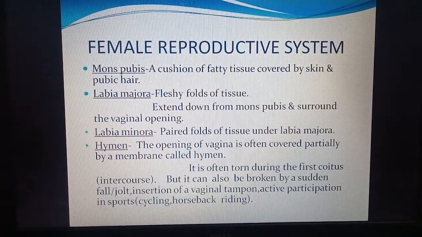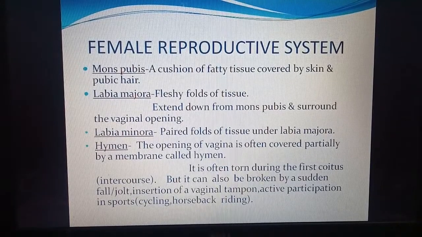Labia majora are also fleshy or thick folds of tissue. They extend down from the mons pubis, so they are below the mons pubis, and they surround the vaginal opening. The labia minora are paired folds of tissue, so they are also folds under the labia majora.